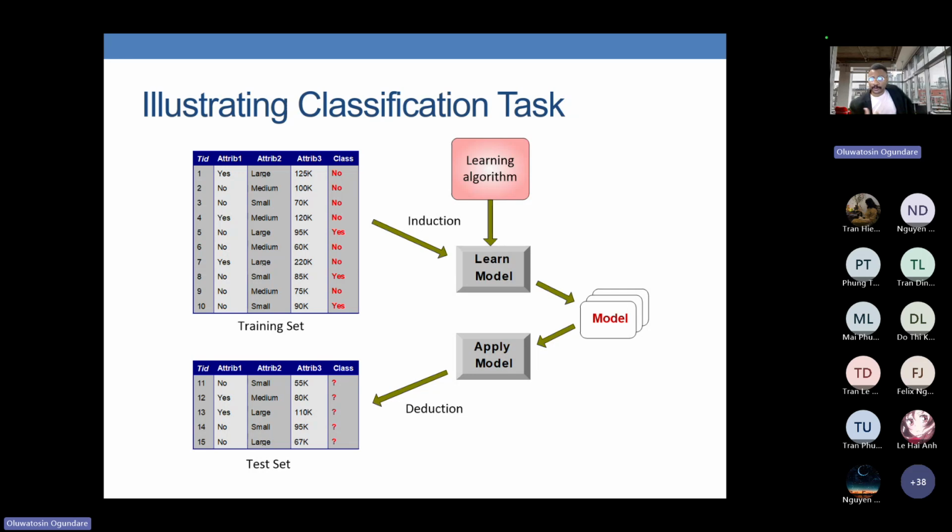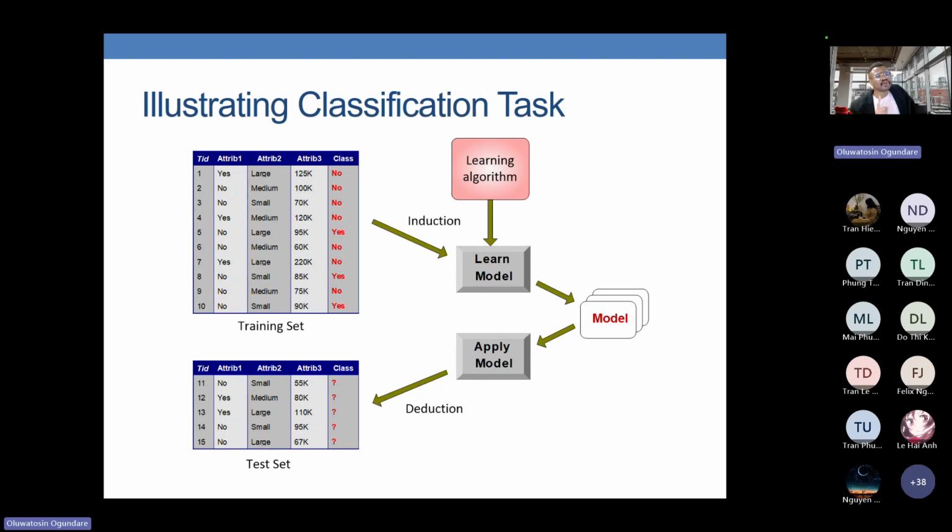The third person said no, small, 70K. We denied the loan, right? And the next person said yes, medium, 120K. We also denied the loan. Now the next person said no, large, 95K, and we approved the loan. So there is something to be said now. Let's jump to number 8. Number 8 also said no, small, 85K. We also approved the loan.